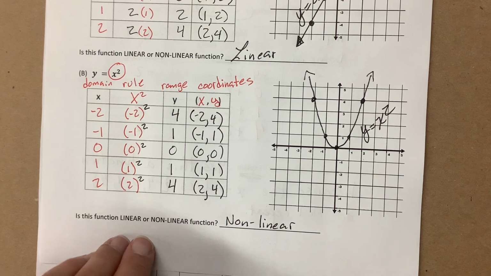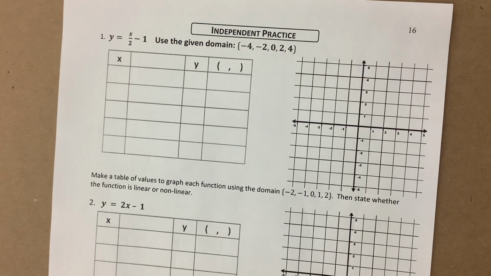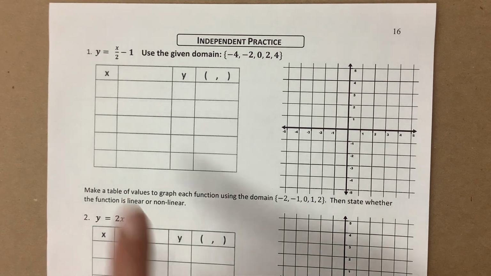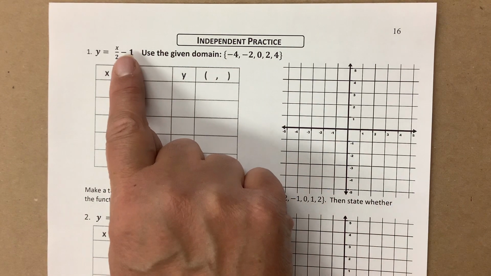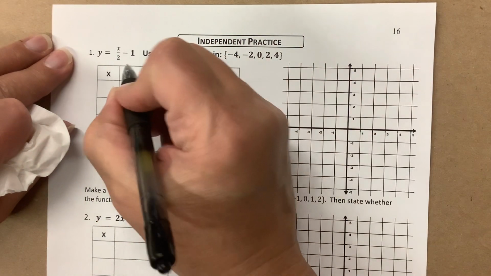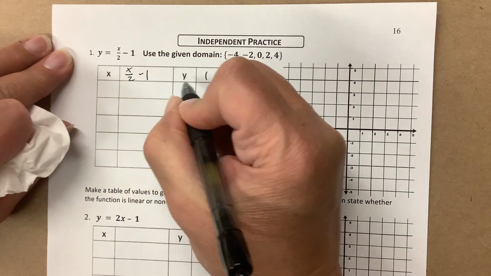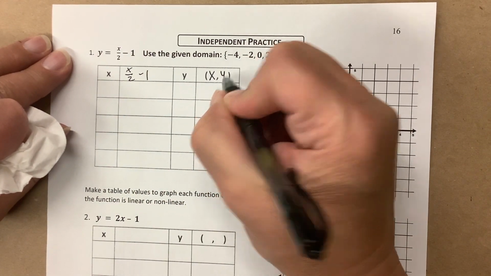All right, and now it's your turn. Independent practice on page 16. Try these problems. You can do this. You enter the domain as the x values. You use the function. So you're going to use x divided by 2 minus 1 to get the y, and then just put the x and the y together.